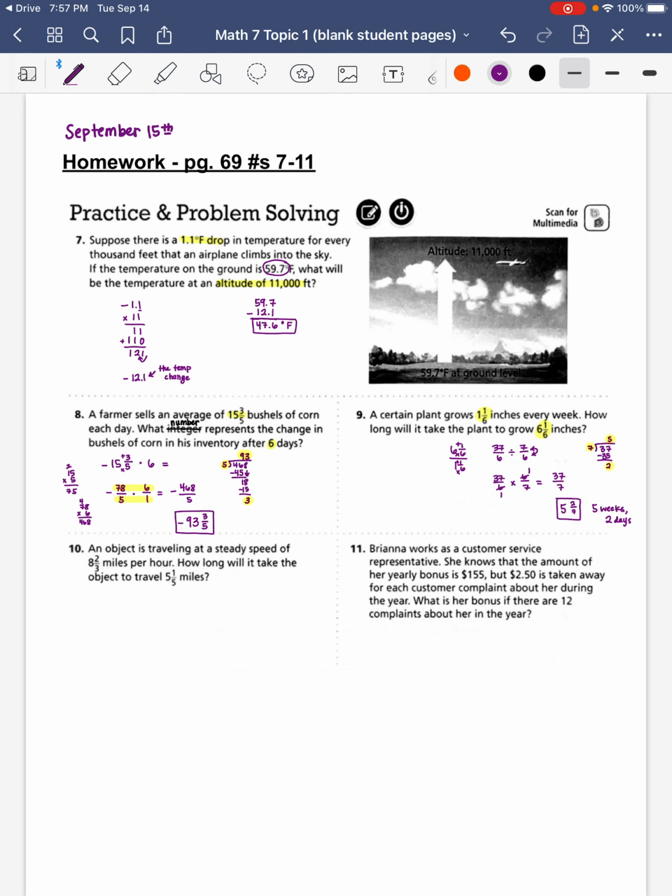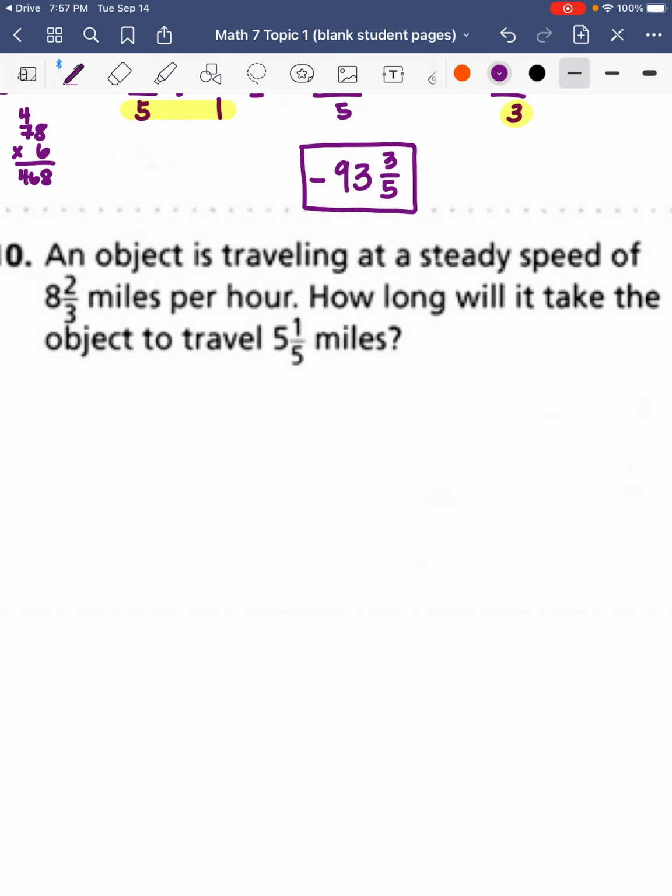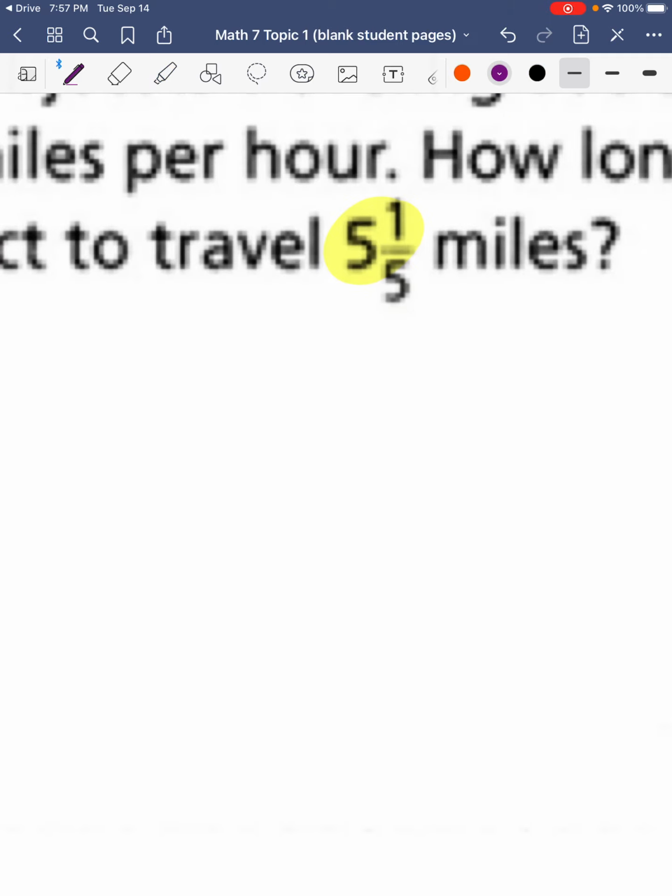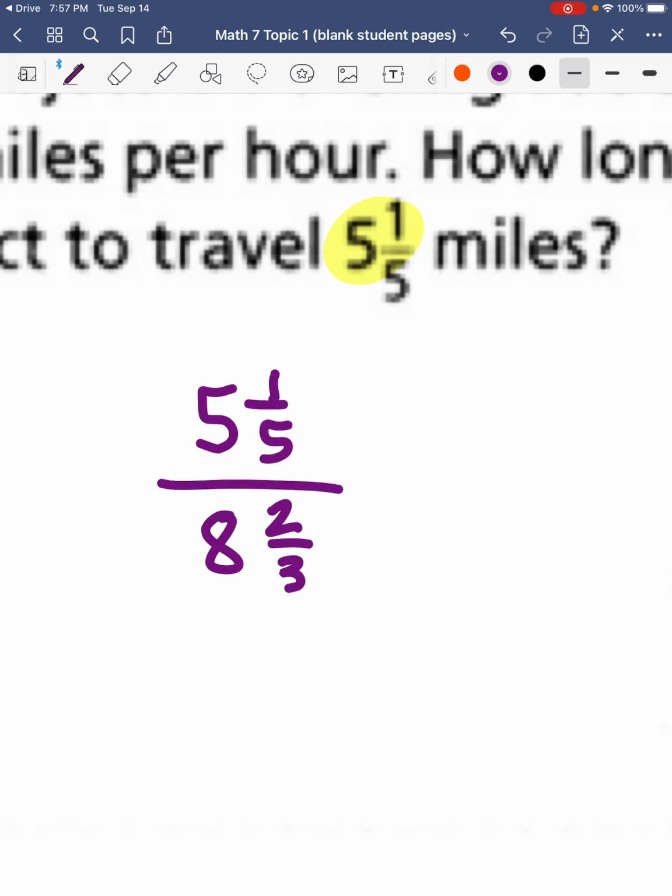Okay, moving on to number 10. An object is traveling at a steady speed of 8 2/3 miles per hour. How long will it take the object to travel 5.5 miles? Okay, well, the distance that we're wondering about is, sorry, not 5.5, 5 1/5 miles. So we're going to take that distance and divide it by the speed, the miles per hour, 8 2/3. So our problem, 5 1/5 divided by 8 2/3.